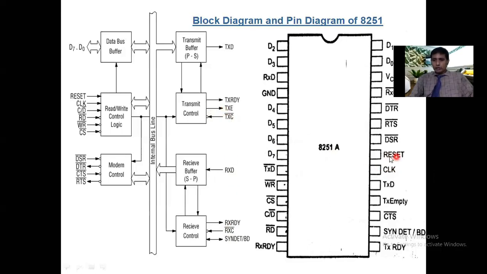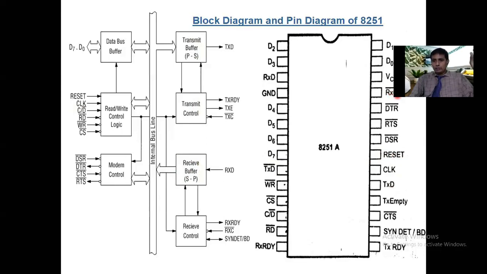Then reset. Whenever reset occurs, what happens? The status as well as control registers, buffer registers, input registers, and output registers of the transmit buffer, similarly the receiver buffer, are cleared. The transmit buffer has two registers, and the receiver buffer also has two registers. Similarly, based on C by D bar, it has status and command, control command. So all are cleared whenever reset occurs. All the registers present in the transmit buffer and receiver buffer are cleared, and the status and control parts are also cleared.